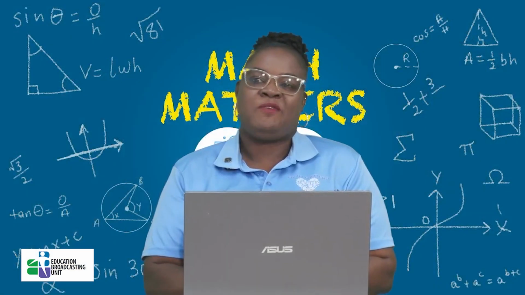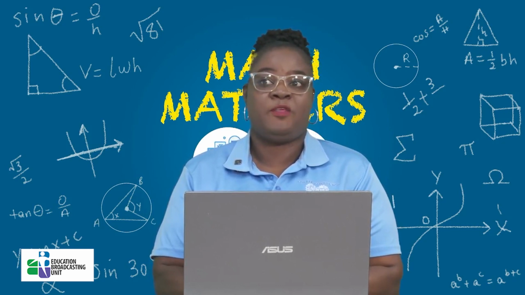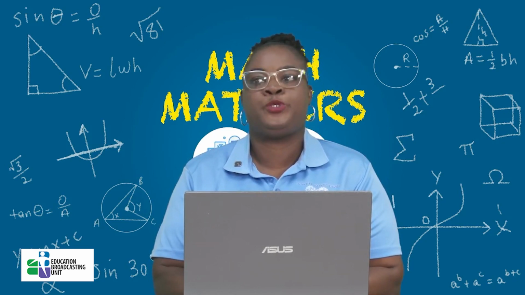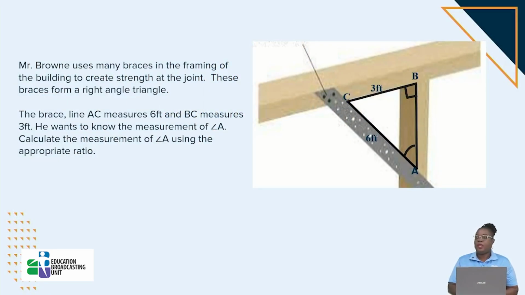Welcome back. As we have just seen in the video, Mr. Brown uses many braces in the framing of the building to create strength at a joint. These braces form a right angle. The brace, line AC, measures 6 feet.